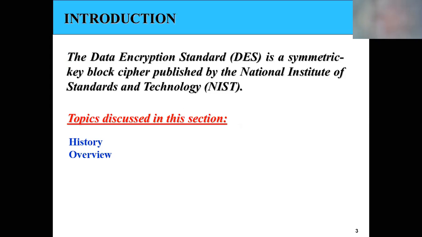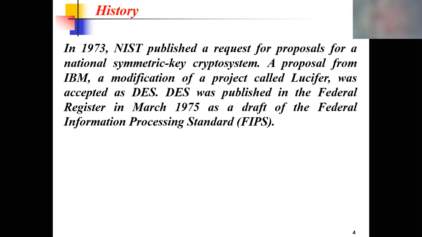Let us start with the Data Encryption Standard, a symmetric key encryption standard published by NIST, the National Institute of Standards and Technology. Historically, this proposal was given by IBM in 1973. The proposal request was devised by NIST, and then in March 1975 the draft was approved and registered by the federal government as a draft of the Federal Information Processing Standard. It was fundamentally utilized in a number of digital banking systems at that time, in 1975. But after some drawbacks of DES, it was replaced in 2001 by AES.